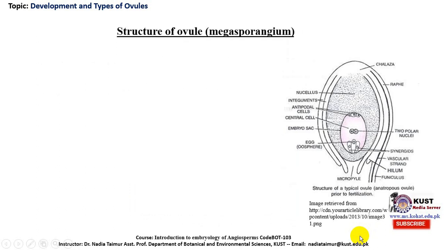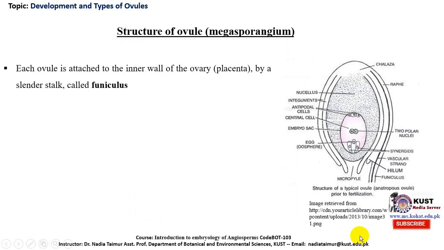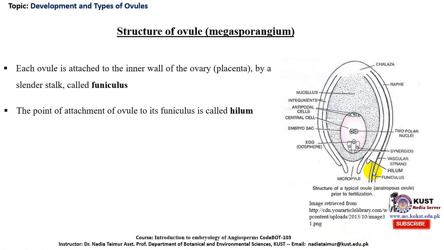So now let's discuss the structure of a typical ovule. This is the diagram of a typical ovule. Each ovule is attached to the inner wall of the ovary by a slender stalk, which is shown here, called the funiculus. Now the point of attachment of the ovule to the funiculus is known as the hilum. So this portion represents the hilum.